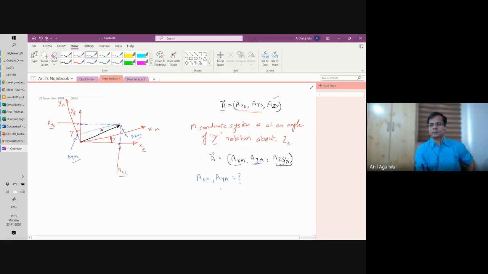and AZM is already known. If I can find out these three values, I have done the transformation. I have found out how to define vector A uniquely. In the S coordinate system, I already knew it, but how to define it in the M coordinate system too, if I can find out these three values. And what I know in between is that this angle gamma was used to move from S to M.